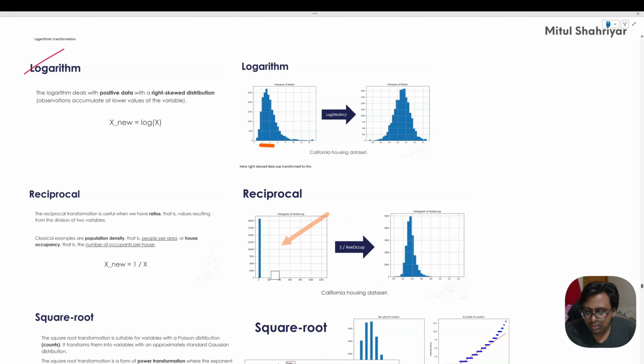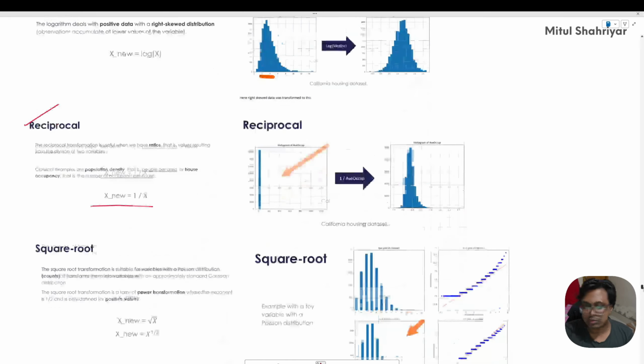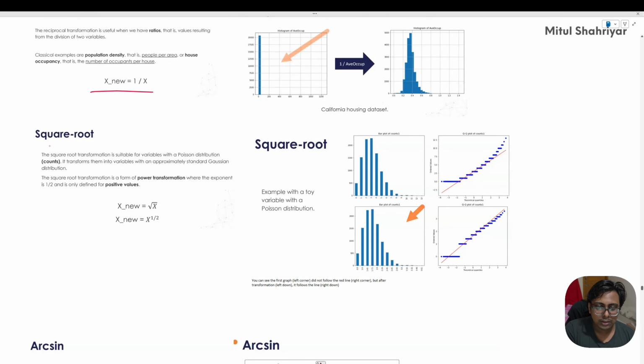Using logarithmic, you can see I've gone from skewed to a normal distribution. Using reciprocal, this is the formula. Using that, you can see the data was on the left, and here the graph has changed, with lots of data in the middle. And this is what we can do. Now square root, you can see here again.